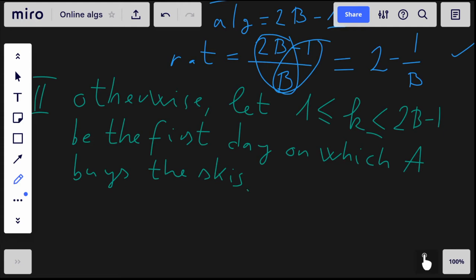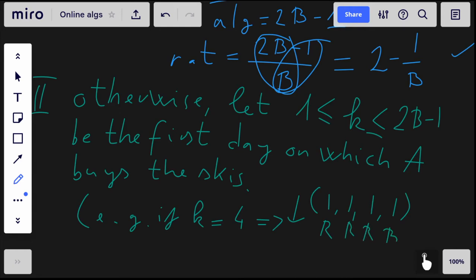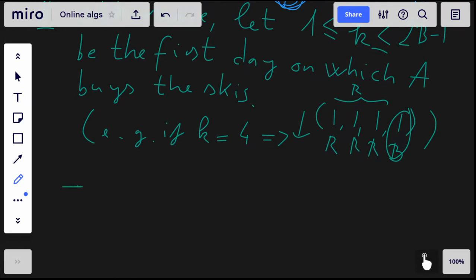So this means that, for example, if K would be 4, then for the input 1, 1, 1, 1 the output is just rent, rent, rent and buy, because this is the 4th day. This is the first day on which A buys the skis, and during the previous days it's just renting. Now this means that the algorithm's cost is K minus 1 for renting plus B.